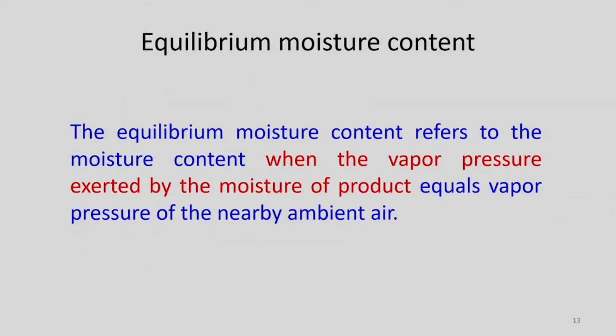Also, we need to learn equilibrium moisture content, which is important to understand at what moisture content we need to maintain a particular product. The equilibrium moisture content refers to the moisture content when the vapor pressure exerted by the moisture of the product equals the vapor pressure of the nearby ambient air. So, it is very important to know this equilibrium moisture content.